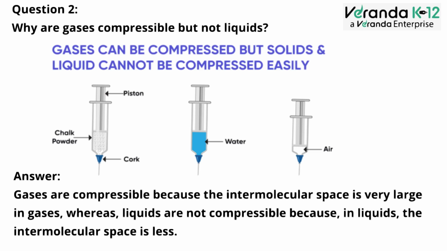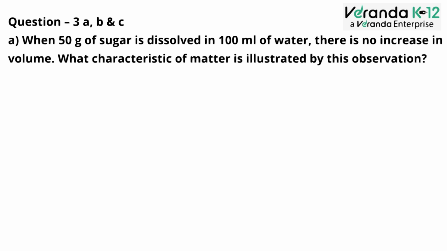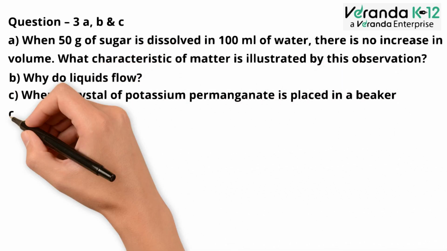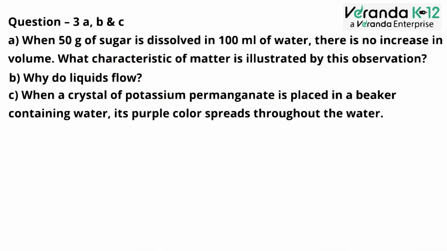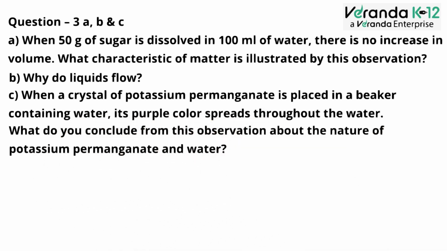Moving on to question number 3. This has 3 parts A, B and C. So part A of the question is, when 50 grams of sugar is dissolved in 100 ml of water, there is no increase in volume. What characteristic of matter is illustrated by this observation? And part B is, why do liquids flow? Part C, when a crystal of potassium permanganate is placed in a beaker containing water, its purple color spreads throughout the water. What do you conclude from this observation about the nature of potassium permanganate and water?